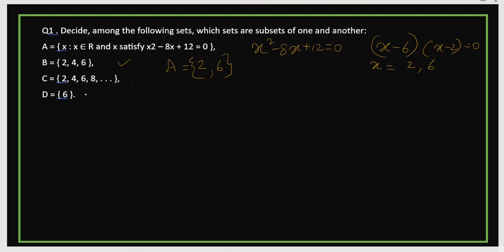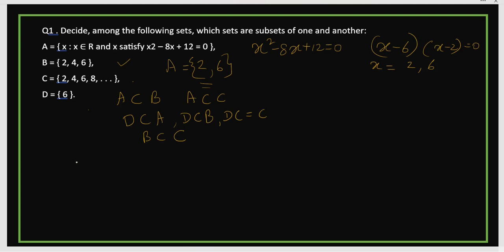D is only {6}. Which sets are subsets of one another? You can see first A is this. Definitely A is a subset of B. Also A is a subset of C. But E is only a single element, it's not a subset. But D is a subset of A, D is a subset of B, D is a subset of C. And also B is a subset of C.